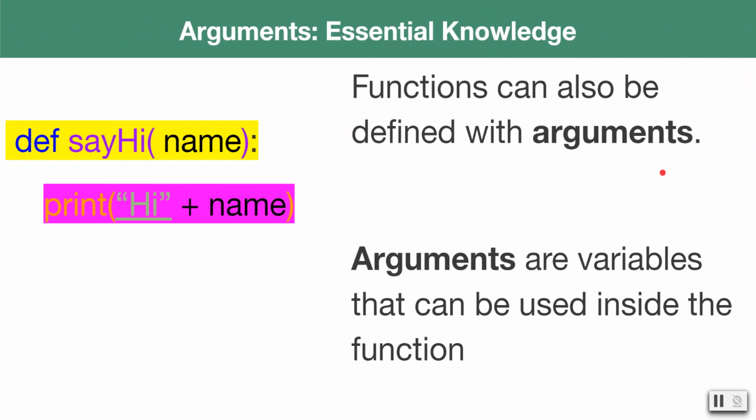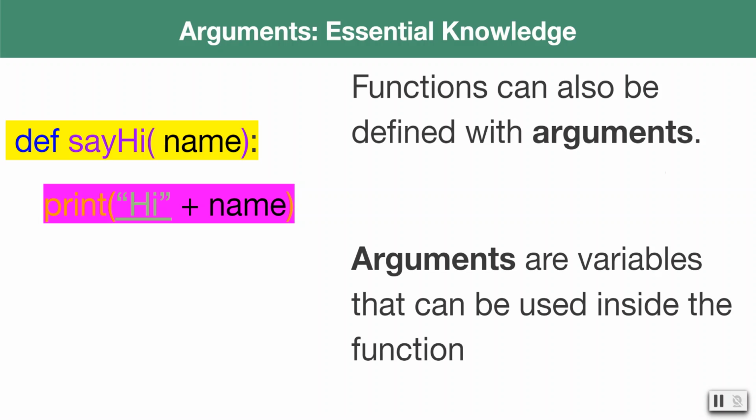So we're going to shift gears and start talking about arguments. You may hear me use the word argument or parameters. Both of those are essentially the same thing, and I will most likely be using them interchangeably without even paying attention to it. Just know if I'm saying arguments, I mean parameters, and if I say parameters, I mean arguments. Same difference. All right, functions can also be defined with arguments.